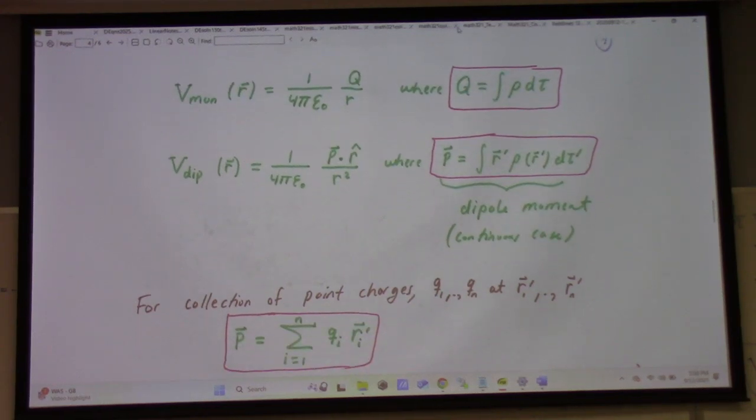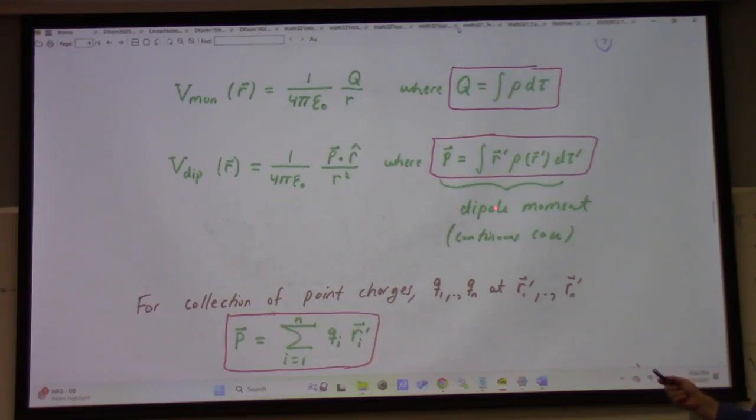Here are the definitions. The monopole piece is just Q over R, where Q is the total charge of the distribution. The dipole piece is P dot R hat divided by R squared. Here P is the dipole moment of the distribution, which is formally defined to be the integral over the distribution of R prime, like this. That's the dipole moment of the distribution.